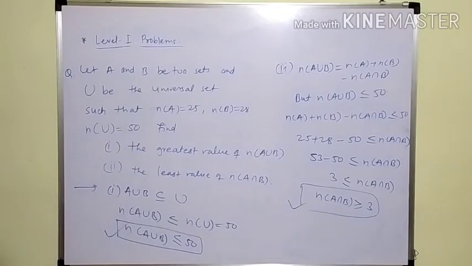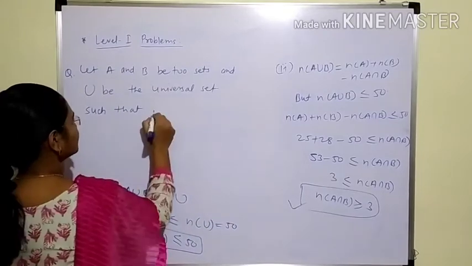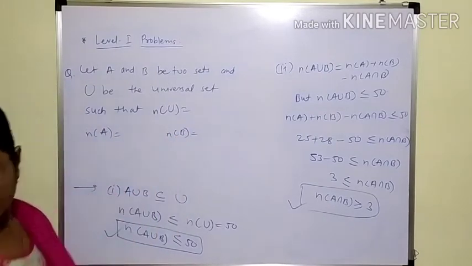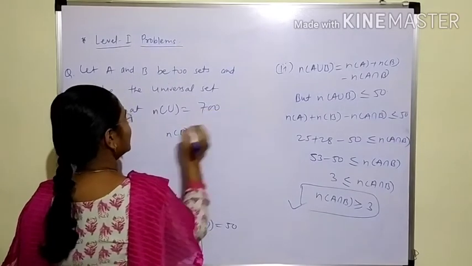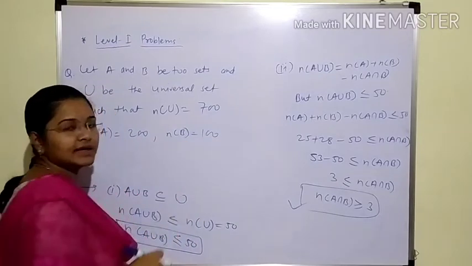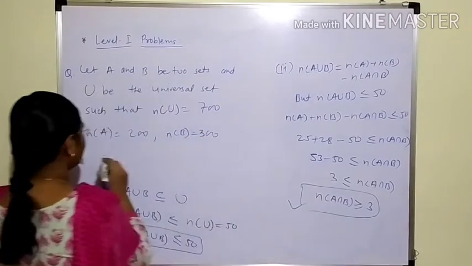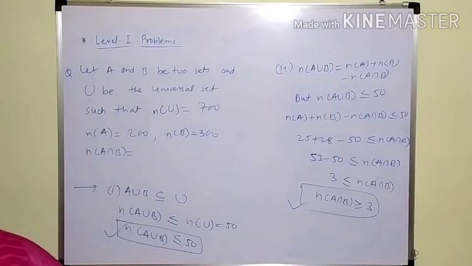In that, if A and B are two sets and U is the universal set such that, same question, the number of elements in the universal set U is 700, the number of elements in A is 200, in B there are 300 elements, and the number of elements in A intersection B is 100. It is given.